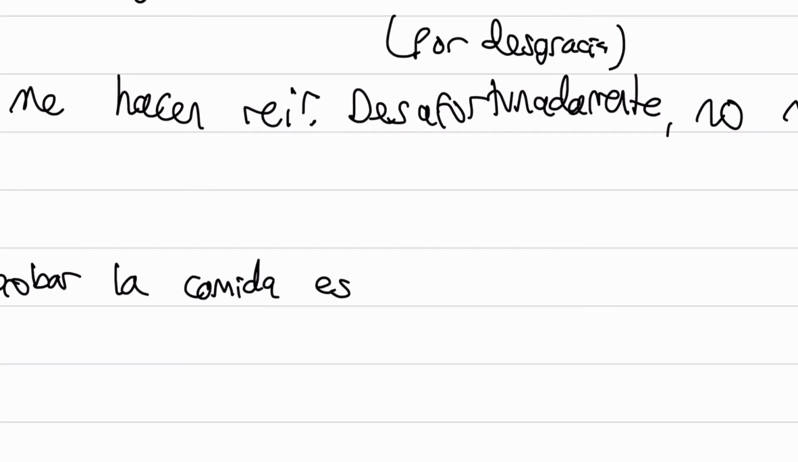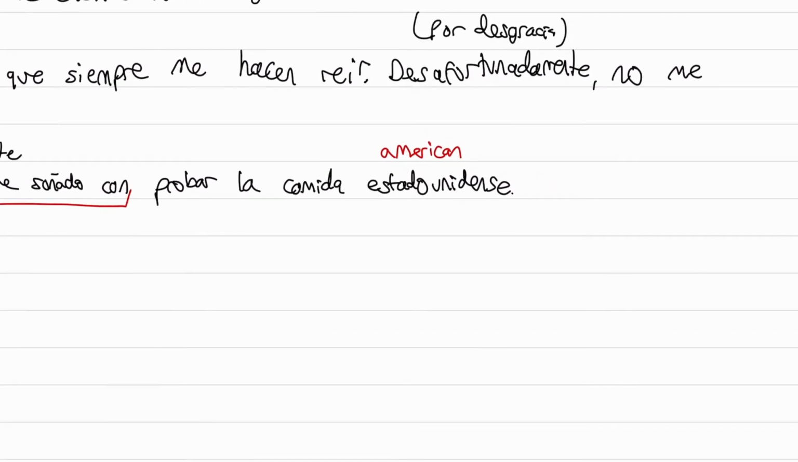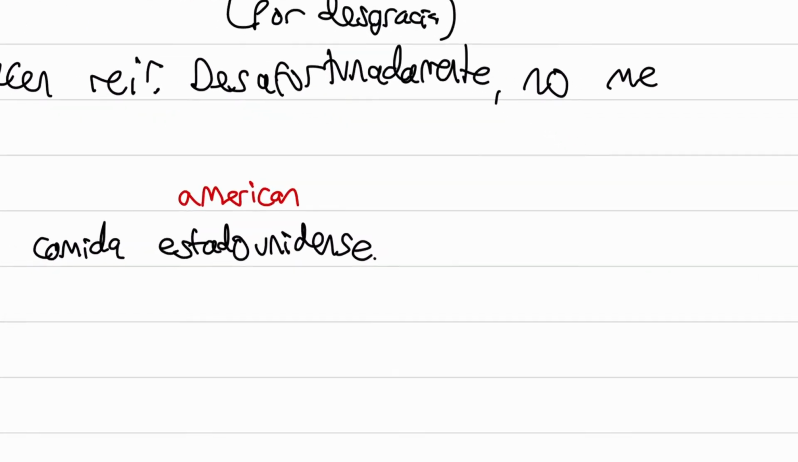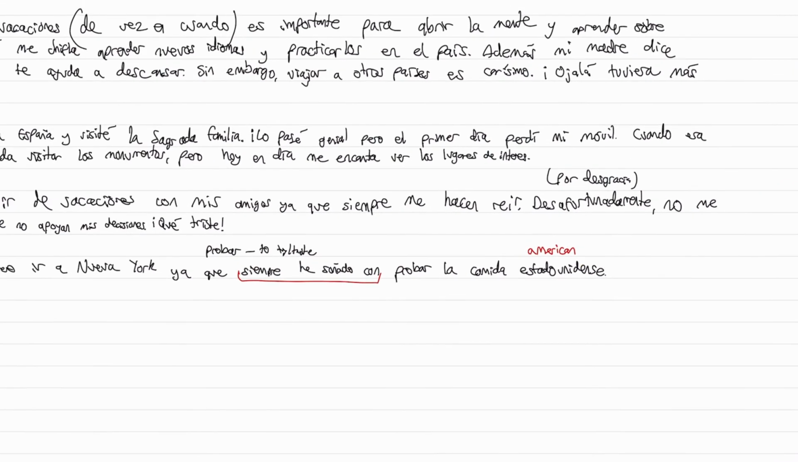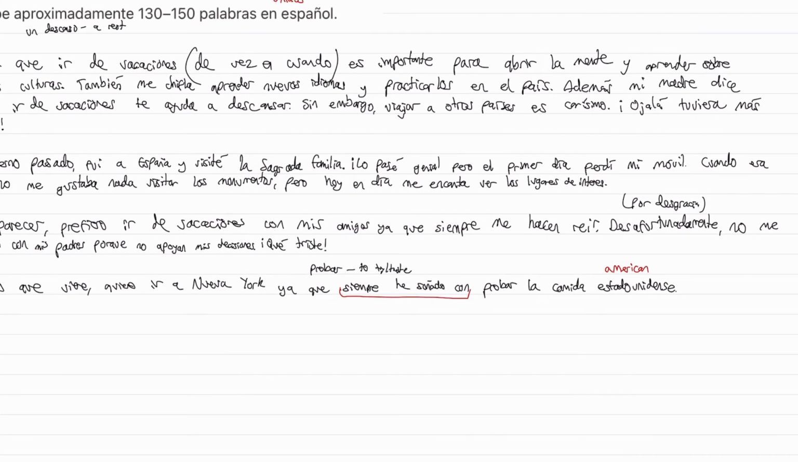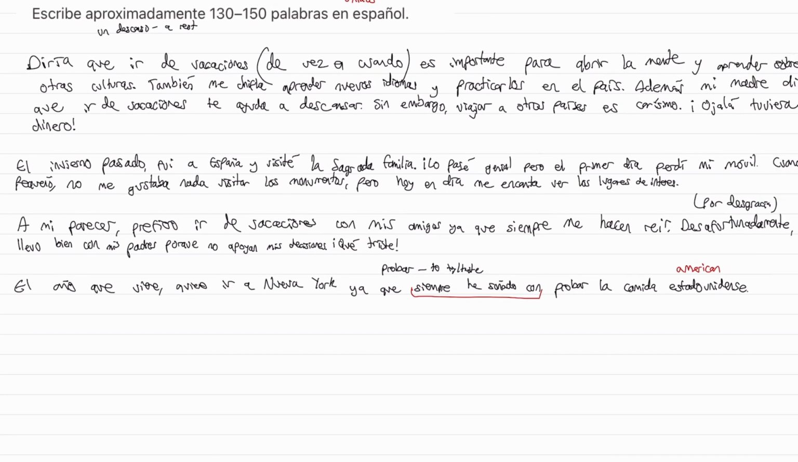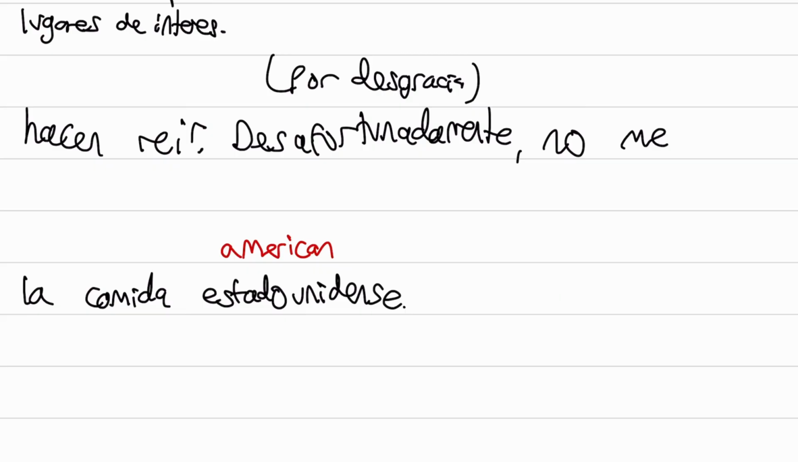Estadounidense is how you say it. Estado, so estadounidense. It's quite a long spelling there. But that word pretty much just means American. It's a funny looking word, but it means American. Vale? So American food. I want to try the American food. What else can we say? Future tense. I will go. I will travel. Let's explain the trip a little bit.